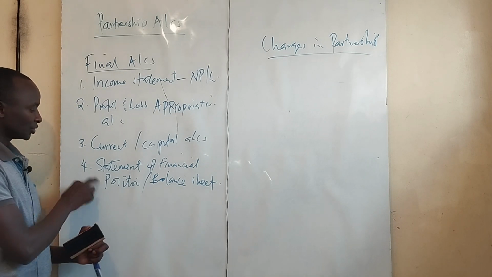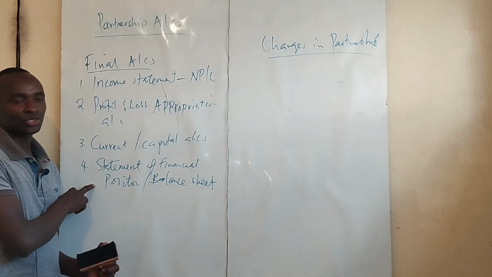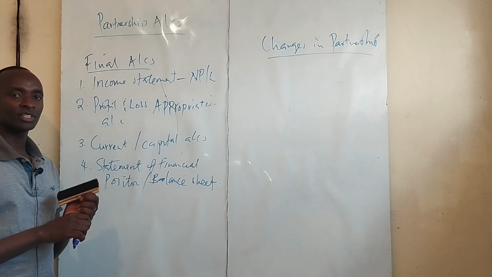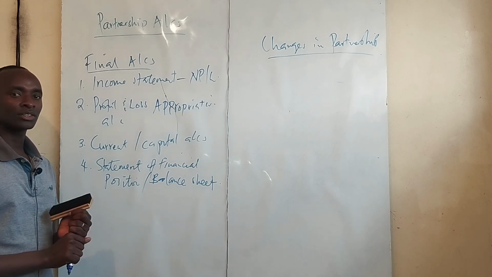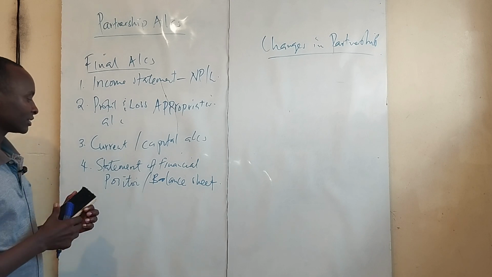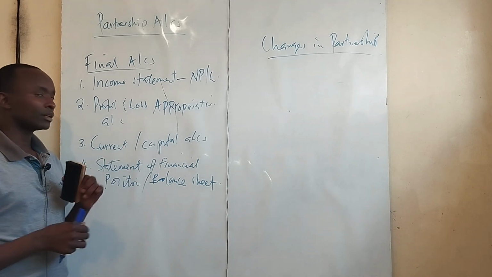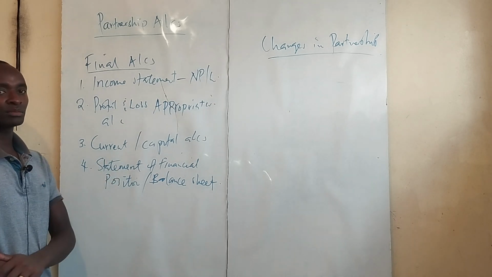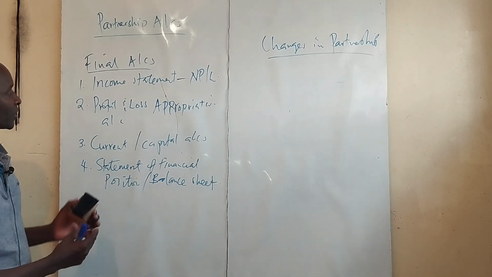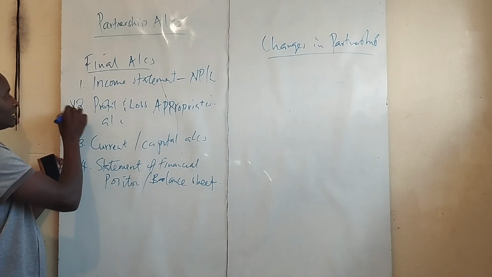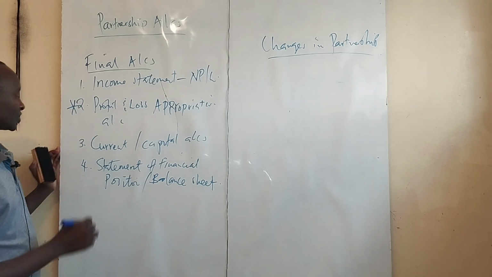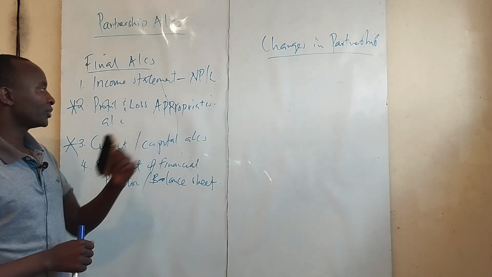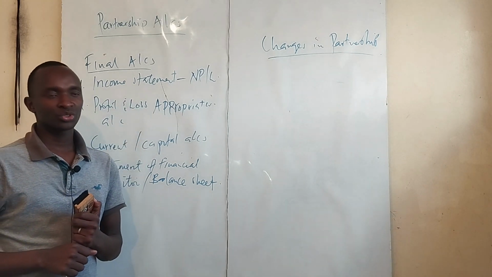So I'm not going to touch on the statement of financial position at the moment because I had also done it in the previous session. The link is in the comment section. You will find it there. It will take you to where we had done the format of the statement of financial position. What we are going to discuss today majorly is the profit and loss appropriation account, and the current and capital accounts. I will handle that in our next tutorial.